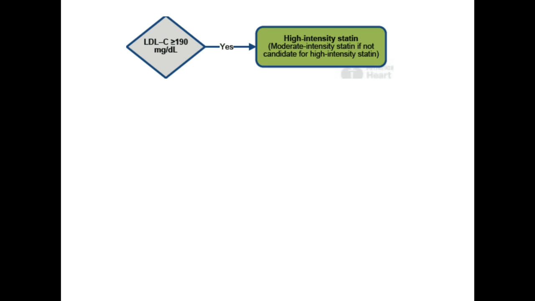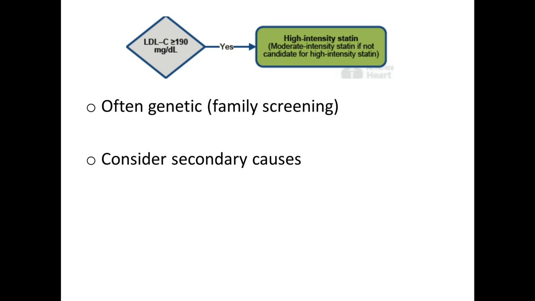So the second group for which there was definite benefit from statins were patients with largely familial hypercholesterolemia with very high LDLs, over 190. And these patients really need high-intensity statin to get their LDLs down into a reasonable area to lower atherosclerotic cardiovascular risk. And because these are often genetic, it's really recommended that families undergo screening for their lipids also. And you must also, in these very high LDLs, consider secondary causes of elevations in LDLs.